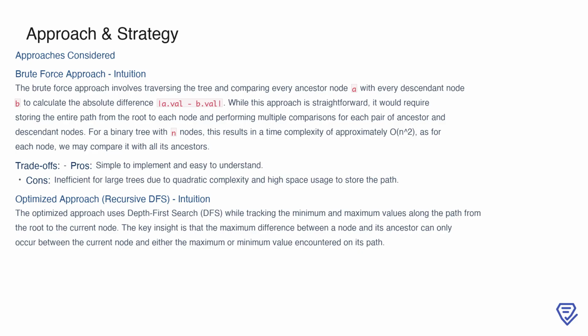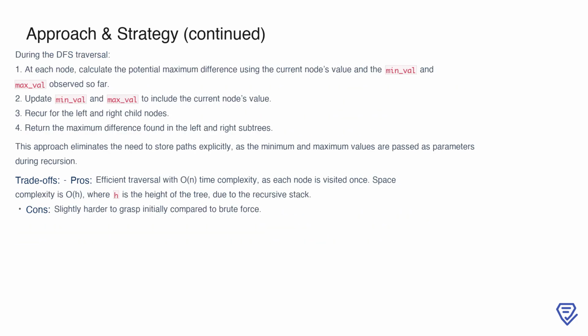Recognizing these limitations, we explored a more optimized solution using a recursive depth-first search, or DFS, approach. The optimized approach leverages a key insight: the maximum difference between a node and its ancestor can only rely on the extremum values, specifically, the minimum and maximum values, encountered along the path from the root to the current node. Using this insight, we can significantly reduce redundant calculations.